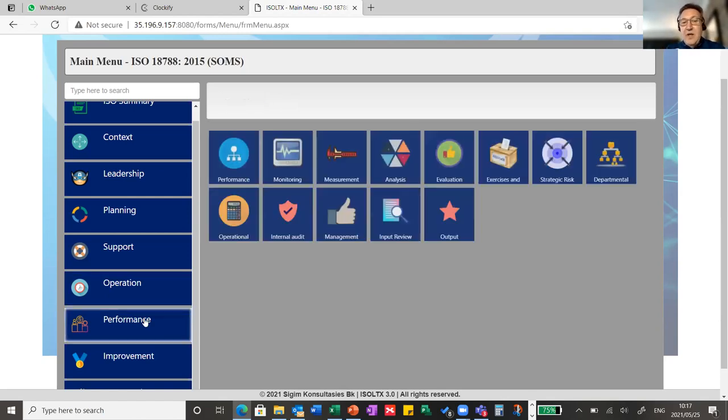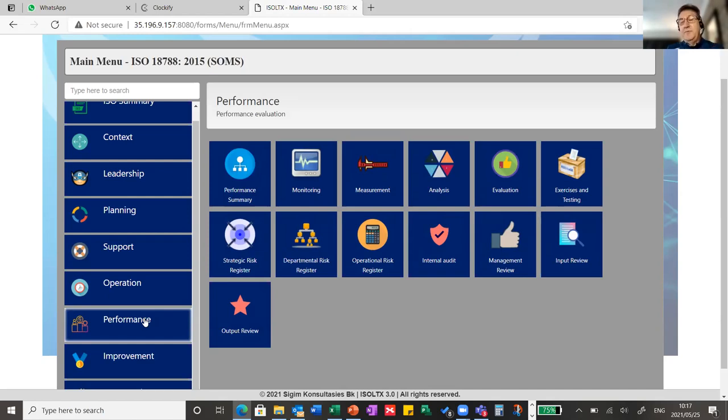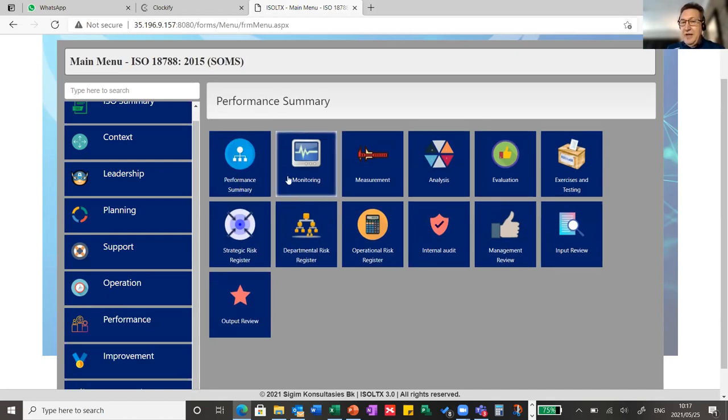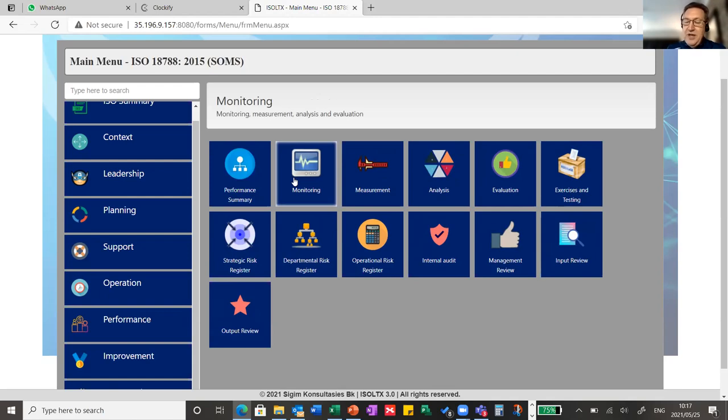And in this, we are then going over into performance, and your performance summary is actually a combination of monitoring. Now, monitoring is separate from measurement. Measurement is where you've got a value put to the monitoring environment. Then how do you analyze that? How do you analyze your risk register, as well as your inherent risk rating versus the residual result there? And how do you evaluate it? How do you go over into exercises and testings?